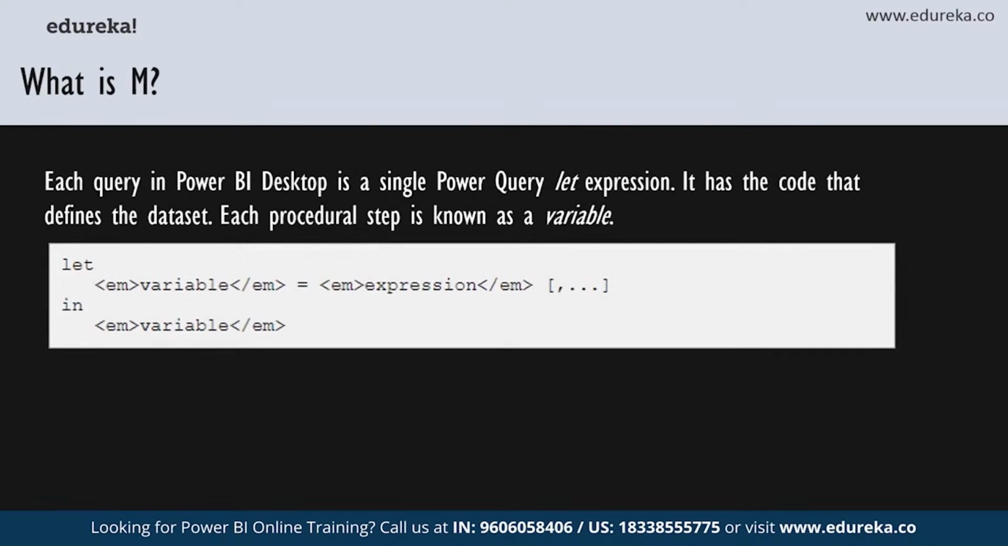A let expression is made up of a let statement and an in statement, as you can see in the syntax before you. The let statement includes one or more procedural steps that define the query. Each of these steps is essentially a variable assignment that consists of a name as well as an expression that provides the variable's value. Pretty simple, that is what a variable is in most cases. It's 5th grade math, right? A variable is a name to which you assign a value.